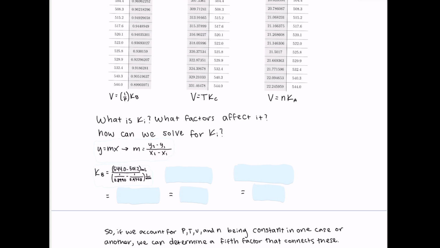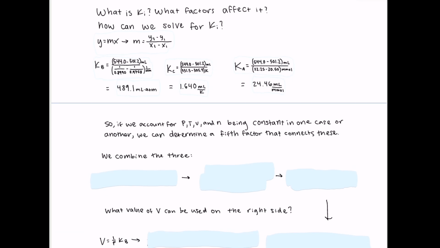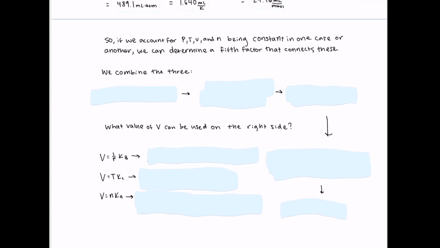So I went ahead and solved each of these just using the first and last data point from each of them as our y2, y1, x2, x1. And notice I inverted those to match the form of the equation there. And so we found those values. So if we're accounting for p, t, v, and n being constant in one case or another, we can determine a fifth factor that connects all of these variables.